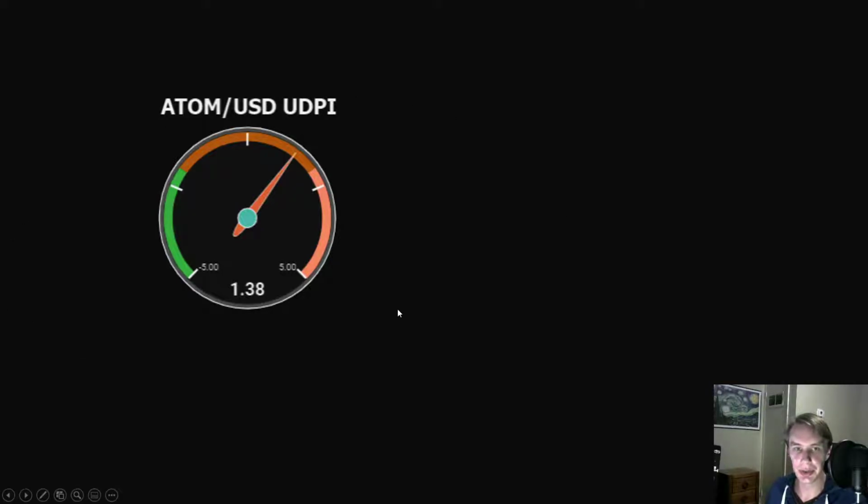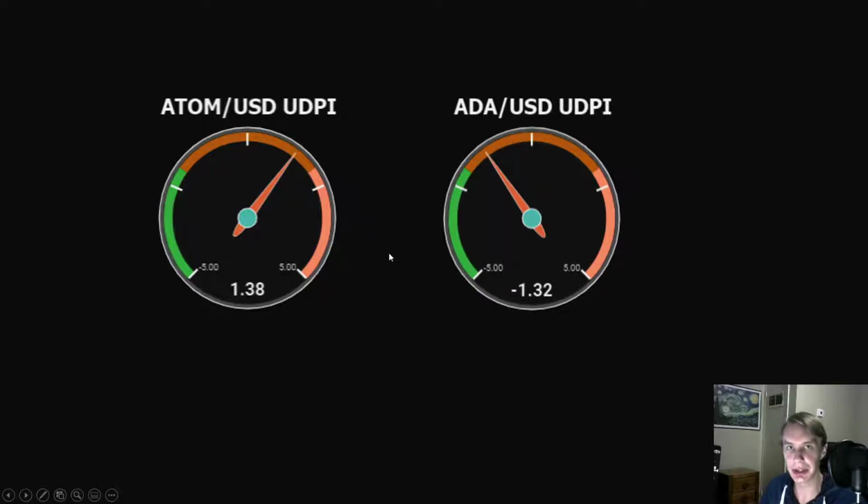That's useful just for Atom to think about. But one of the main benefits of having these types of models is not just to have it for individual assets, but to have UDPIs for multiple assets that you can compare to each other. What I'm showing you here is the current level for ADA as I'm recording this, ADA Cardano being another crypto asset that's pretty popular. And what you'll notice is that the UDPI for ADA right now is showing a very different picture than for Atom. It's suggesting that for ADA, the upside potential is currently outweighing the downside potential.